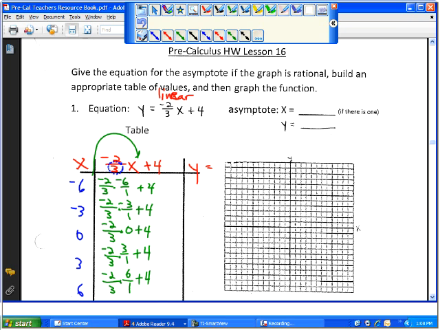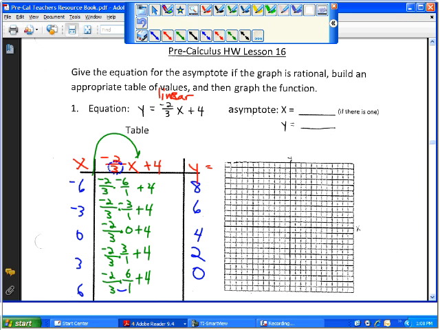So we're going to plug in those x's and solve for the y's. 3 goes into negative 6. Negative 2 times negative 2 is 4, plus 4 is 8. 3 goes into negative 3. Negative 1 times negative 2 is 2, plus 4 is 6. Anything times 0 is 0, plus 4 is 4. 3 goes into 3. 1 times negative 2 is negative 2, plus 4 is 2. 3 goes into 6. 2 times negative 2 is negative 4, plus 4 is 0.